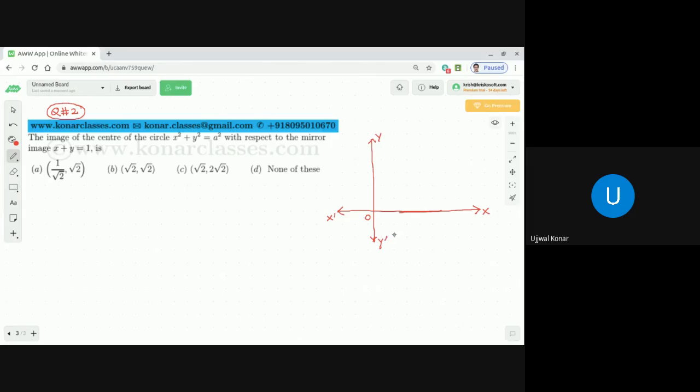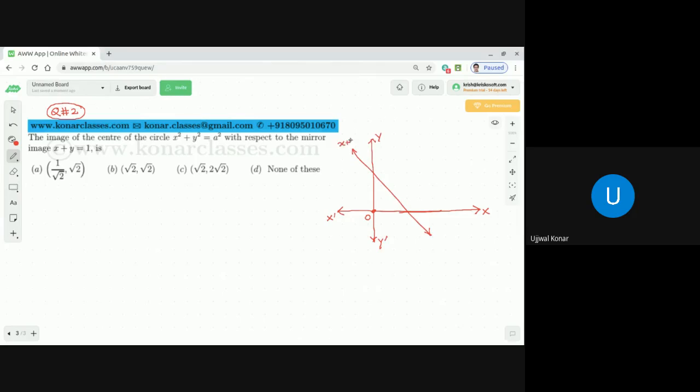Dear students, I am going to solve this particular question in 2 different methods, and you will see that you can decide on your own which method is more efficient. First one is the conventional method, without remembering any formula. Our prime concern is that the center is here at the origin, with respect to the mirror x plus y is equal to 1. So x plus y is equal to 1 is a straight line, something like this, dear students.